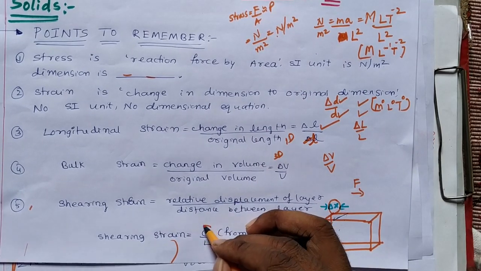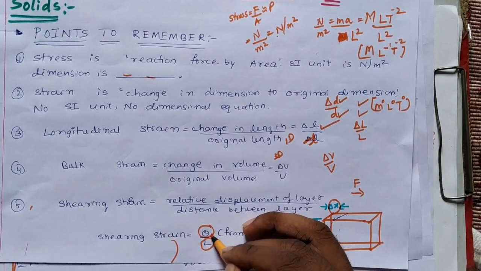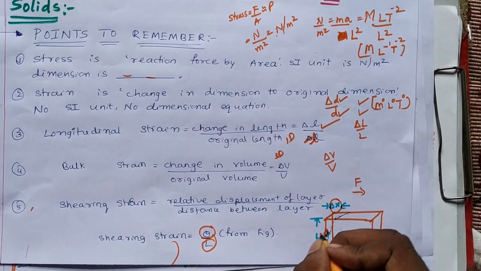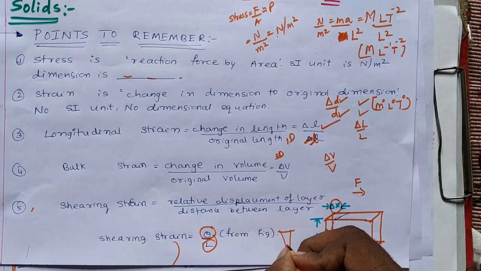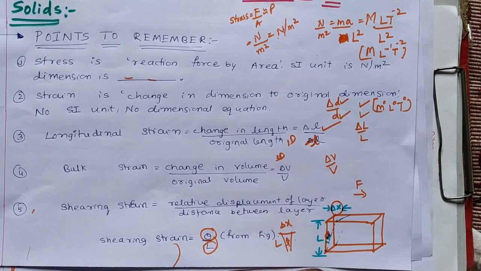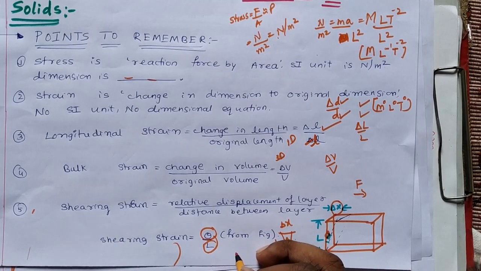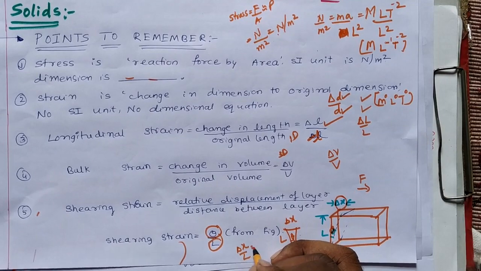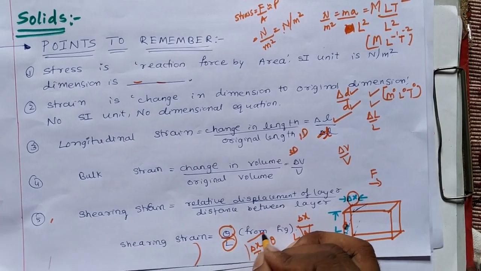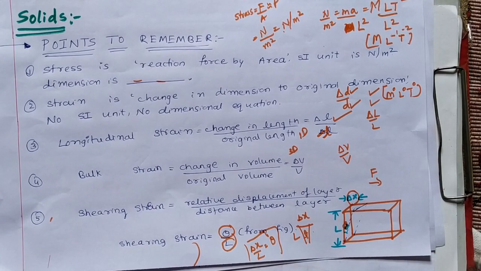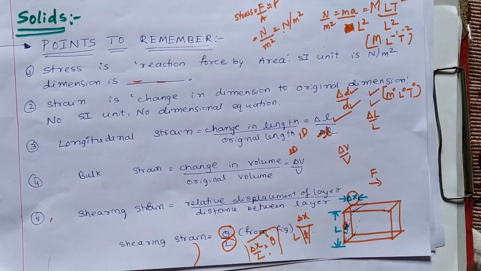Shearing strain is angular displacement divided by the distance between the two surfaces. Suppose for this triangle, this is theta, this is L and delta x. If I take tan theta here, tan theta will be delta x by L. So theta is equal to delta x by L. So shearing strain will be delta x by L.